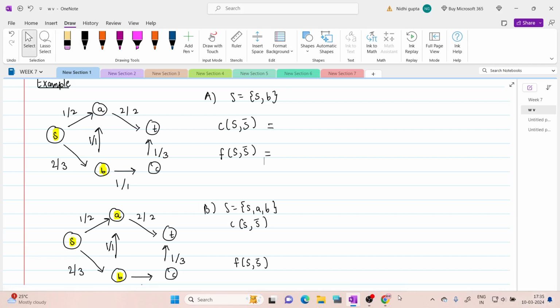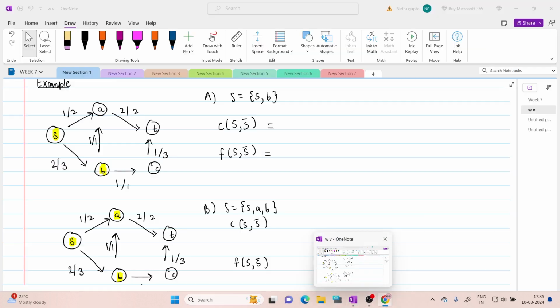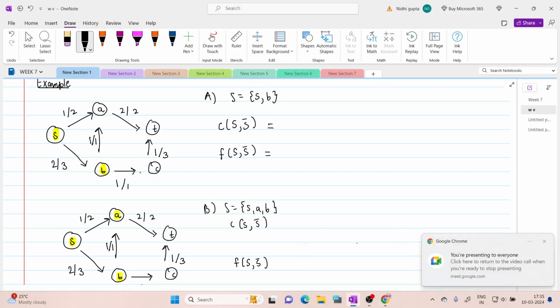So Anupam, you said it is 2. Why did you say it is 2? Ma'am, I am encircling A and B only in one circle, and the rest, all the complement, is A, T, and C.